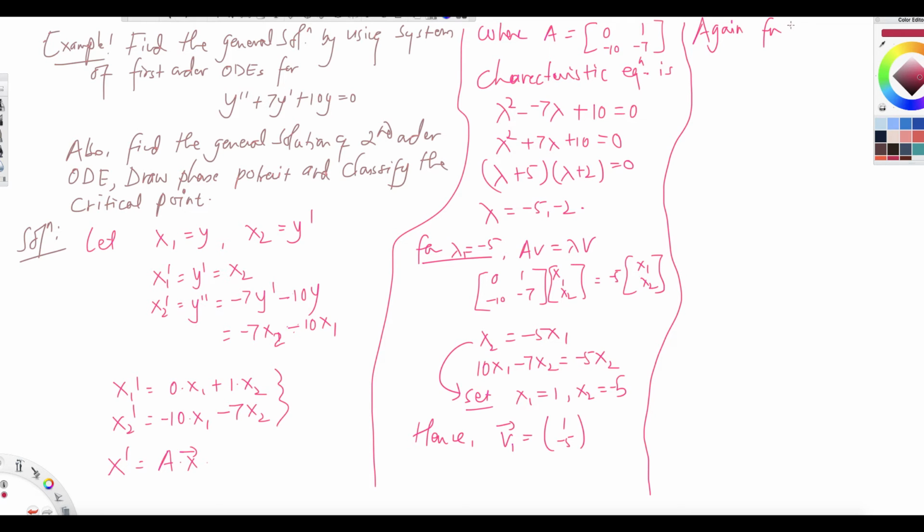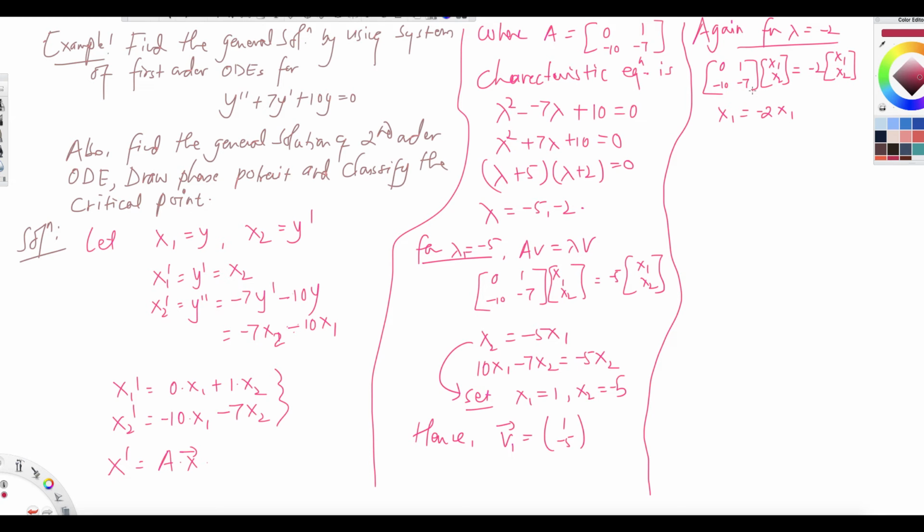Again for lambda equals negative 2, what do you get? You get Av equals lambda v, which implies [0, 1; -10, -7] times [x1, x2] equals negative 2 times [x1, x2]. You see that? So this will become x2 equals negative 2x1, right? And another equation will be negative 10x1 minus 7x2 equals negative 2x2.